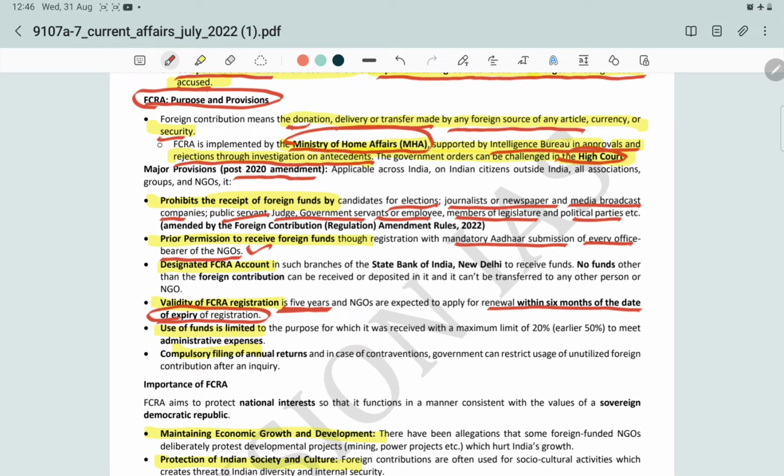And there are limitations in use of the funds to the purpose for which they were received, with a maximum limit of 20%, earlier it was 50%, to meet administrative expenses. Compulsory filing of annual returns. So in case of contravention, the government can restrict usage of unutilized foreign contribution after an inquiry.